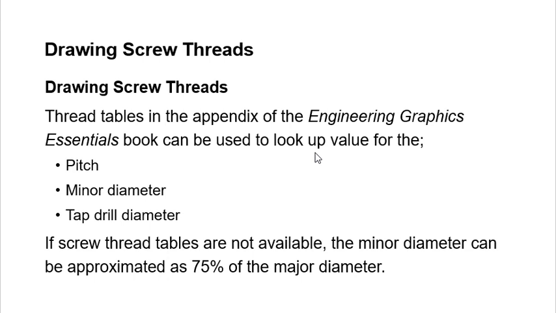So what values are we looking up? We're looking up what we need to draw: pitch, diameter, and the drill diameter. Very important. If you don't have your thread table access, you can use the minor diameter to be about 75% of your major diameter. Meaning if your diameter is 100, then you can make the minor diameter 75%. So give about a 25% gap in between them.